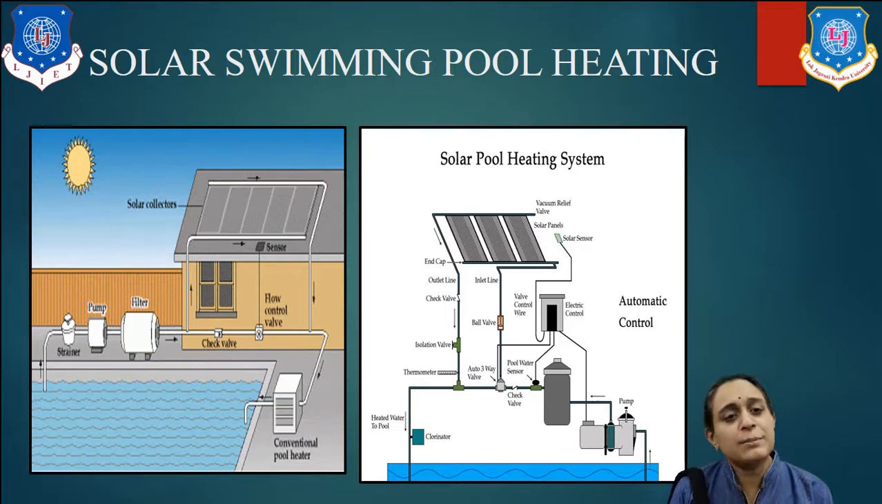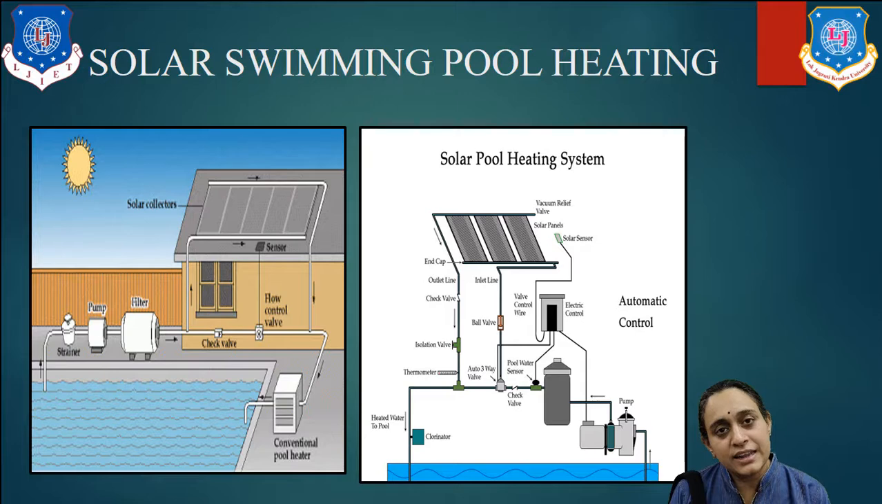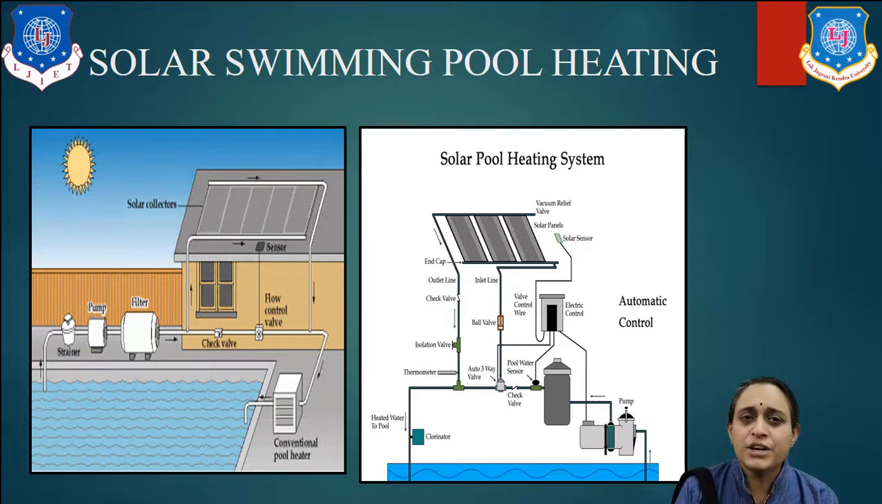So here, one application of solar energy is heating. Now, heating the swimming pool. The swimming pool can be heated by both passive and active systems. The temperature that is required to be maintained in a swimming pool is normally 20 to 30 degrees centigrade, not more than that.